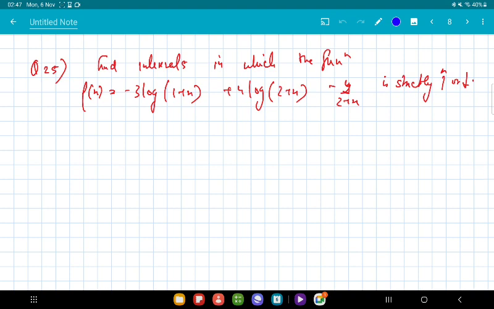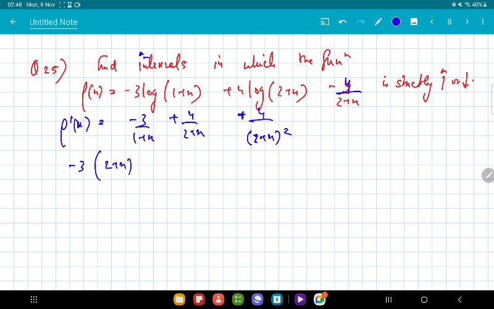25th question, they're saying find the intervals in which the function f of x equal to minus 3 log 1 plus x plus 4 log 2 plus x minus 4 upon 2 plus x is strictly increasing or decreasing. So for that you will figure out the f dash of x first. Plus 4, 2 plus x, log differentiation is 1 upon x. Here it will become 2 plus x whole square.